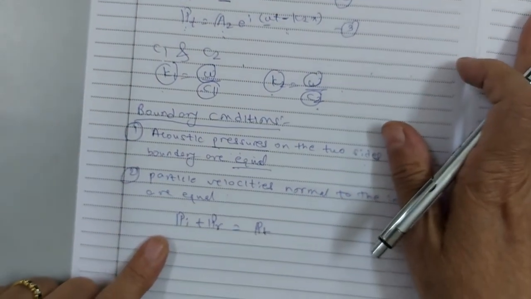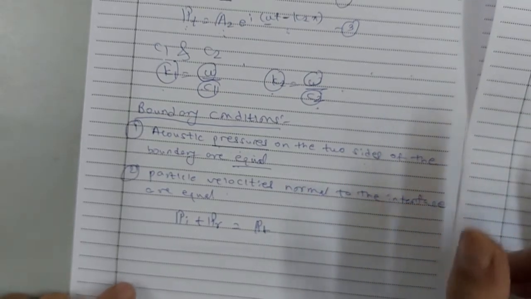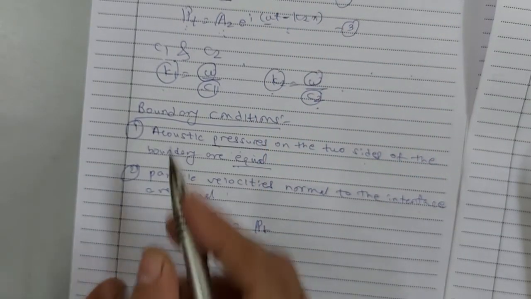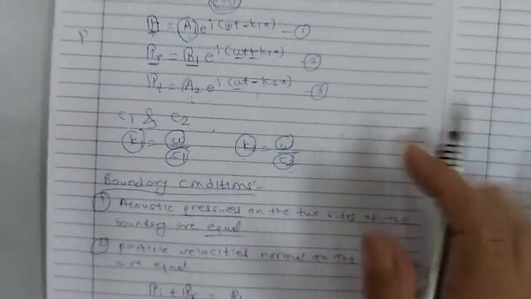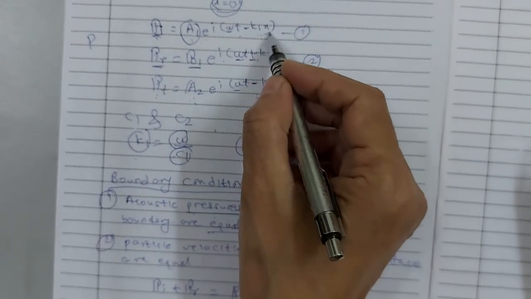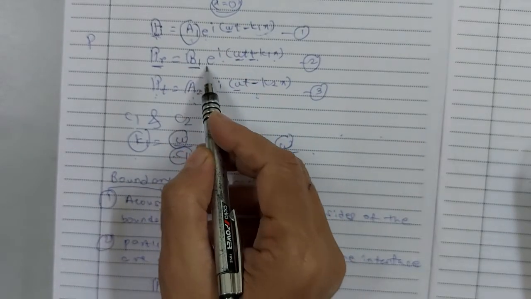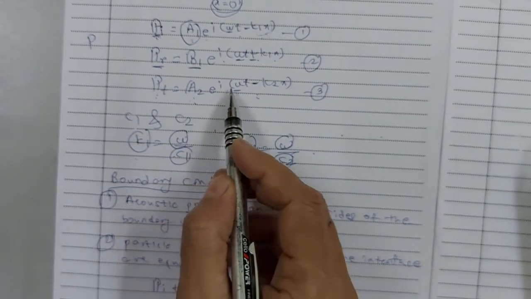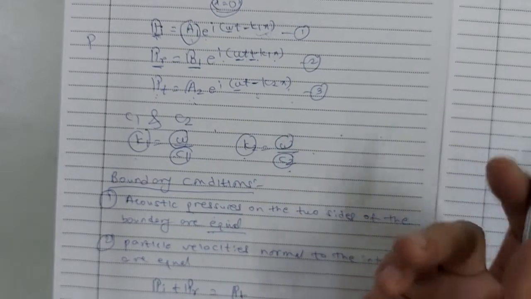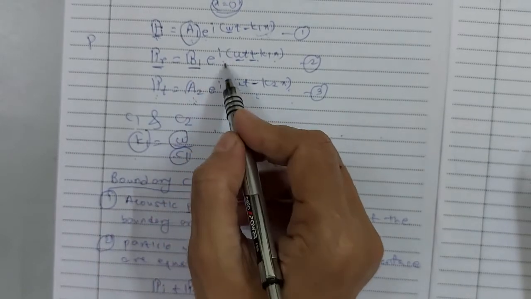Now using this, we will use the expression at the boundary. At the boundary means x is equal to 0. So what is my expression for Pi? A1 e to the power i omega t minus k1x, but I am doing it at x equal to 0, so I don't have to bother about this term. So a1 e to the power i omega t plus b1 e to the power i omega t is equal to a2 e to the power i omega t. Getting it? Because x is equal to 0 everywhere. So we can write a1 plus b1 is equal to a2, because this term is common everywhere.